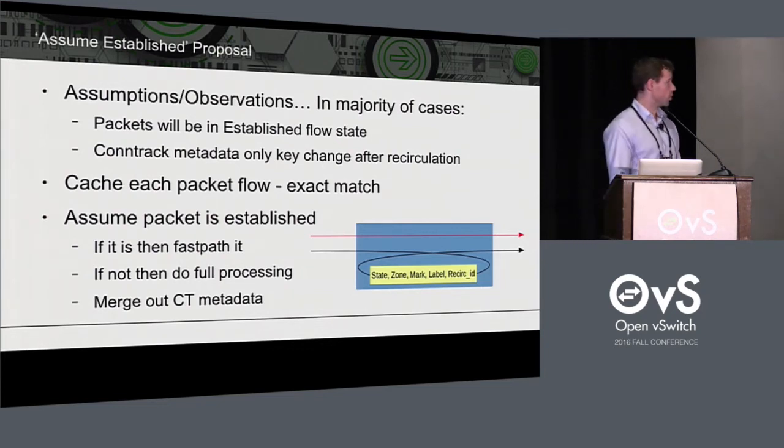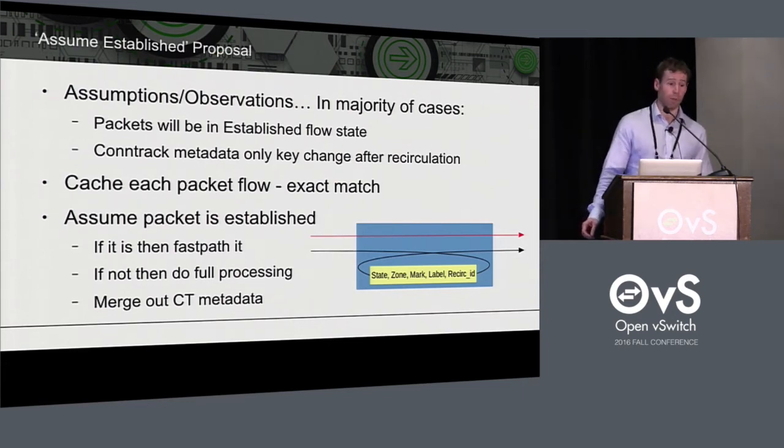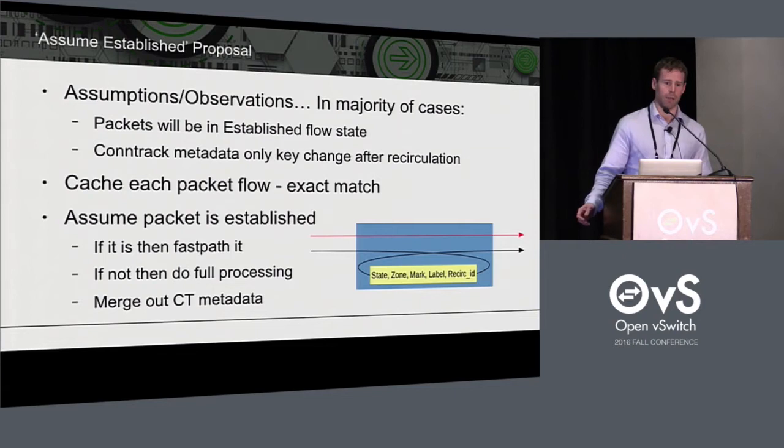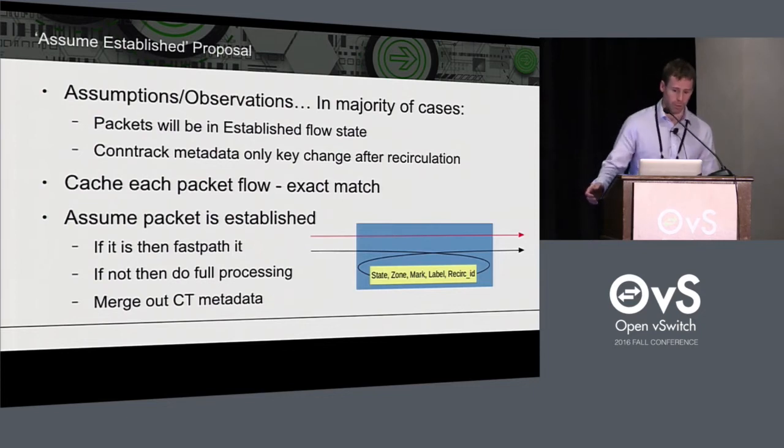So there are a couple of assumptions, or maybe more so observations, that led us to this. The first thing is that the majority of packets are going to be in the established state, assuming the network isn't under attack or anything. I assume most people are happy to accept that. Packets will tend not to be forming new connections. They will be part of an established connection and doing something useful.